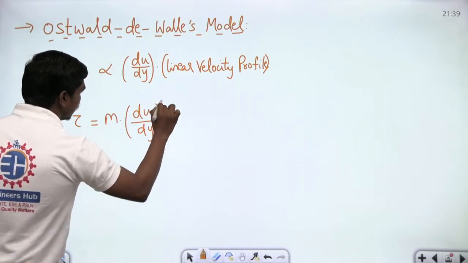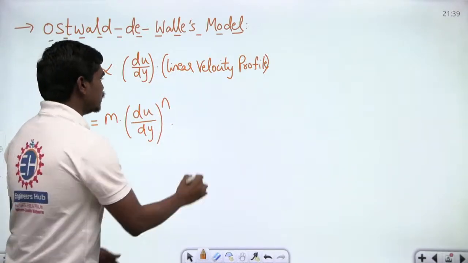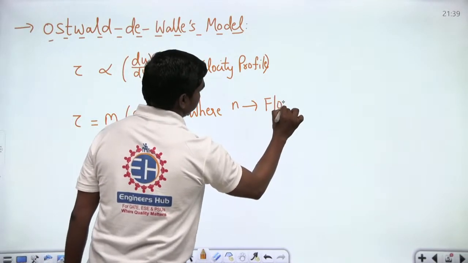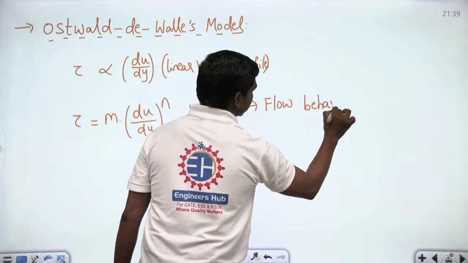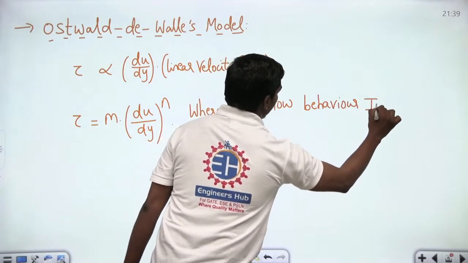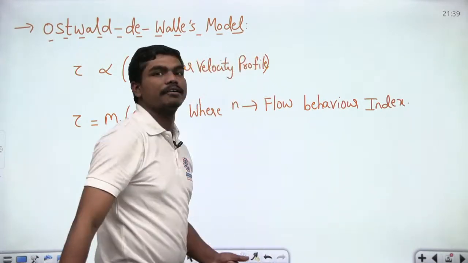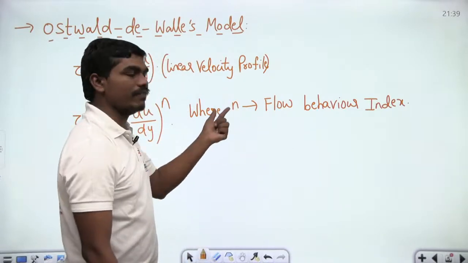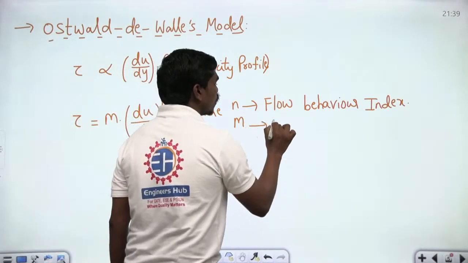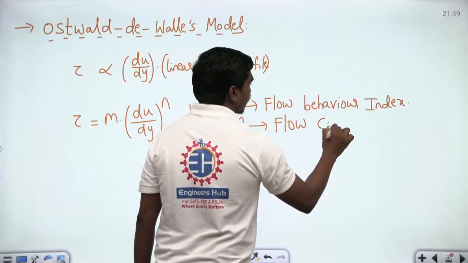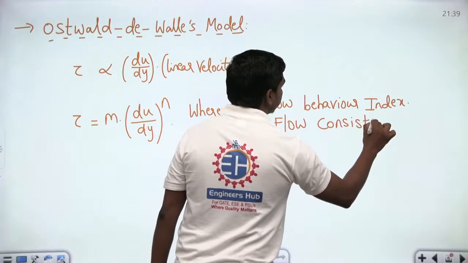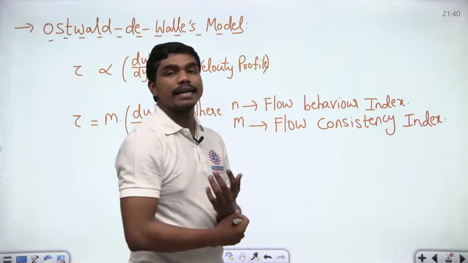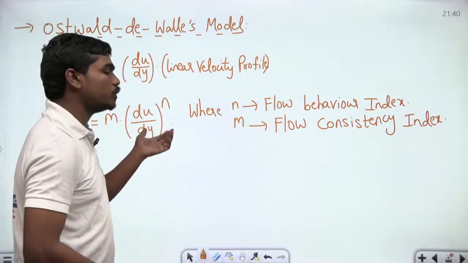This is what he gave us, du by dy whole power n, where this n is called the flow behavior index. Flow behavior index means this exponent n defines how a fluid behaves when you impart some shear strain rate; how the fluid behaves is given by this particular n value. And this m is nothing but the flow consistency index. So these are the two constants m and n that give us an idea of how a fluid behaves when subjected to du by dy.